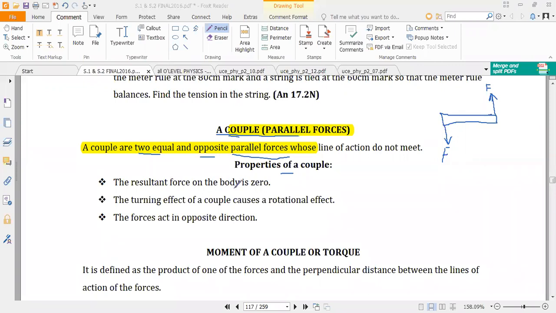The resultant force on a body is 0. So the resultant force for a couple is always equal to 0, since the forces are equidistant from one another. Then it causes a rotational effect; for a tap, you can see that the tap is caused to rotate. And the forces act in opposite directions. That is, if this one is pulling this side, then the other force will be pulling in the other side.